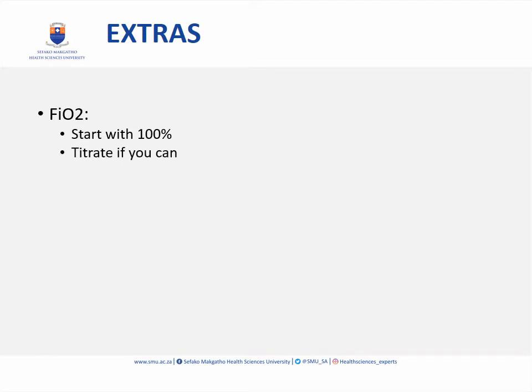The next thing that you can set is the inspiratory to expiratory ratio. This is usually set to 1 to 2. In other words, expiration is twice as long as inspiration. And that is how we normally breathe when we are breathing spontaneously.